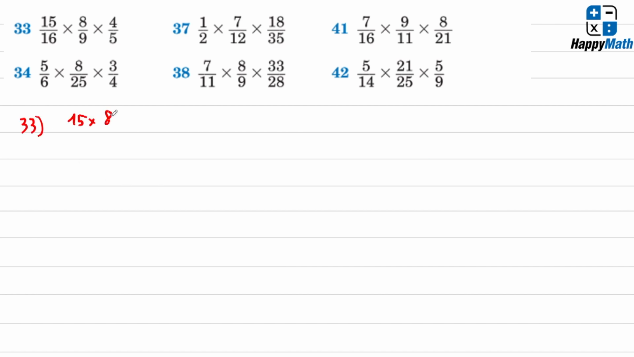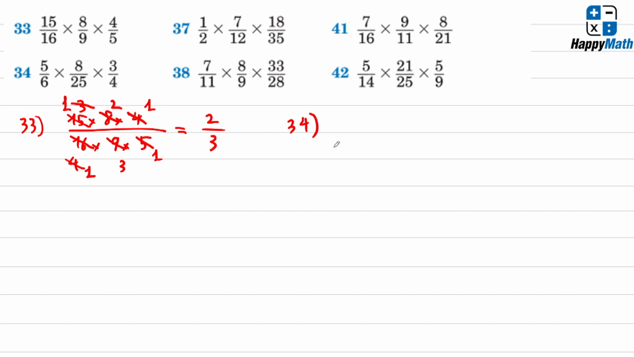15 times 8 times 4 over 16 times 9 times 5. So 4 and 16 you got 4 and 1. 15 and 5 you got 1 and 3. And for 8 and 4 you got 2 and 1. And 3, 9 you got 3 and 1. So after that, you got only 2 over 3.